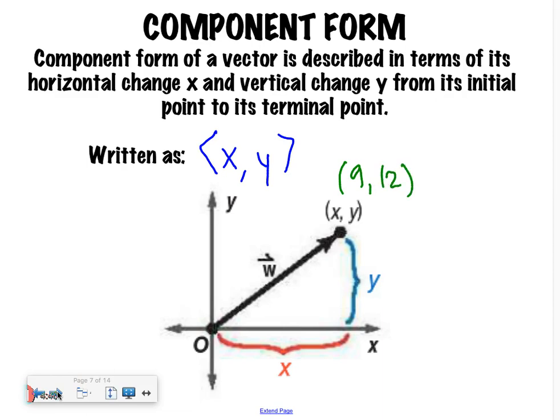So let's just pretend that this terminal point was at 9, 12. So from the origin, how far over did I go? 9, that was my change horizontally, and how high up did I go? 12. So if I wanted to write the component form of this vector W, it would just be <9, 12>. This is an easy example because it starts at 0, 0, but we'll do more so you can see how it works otherwise. Okay?